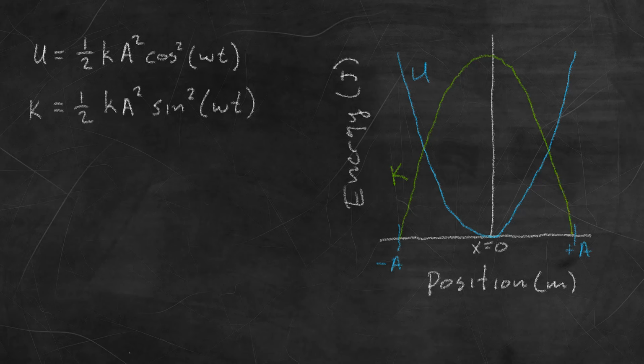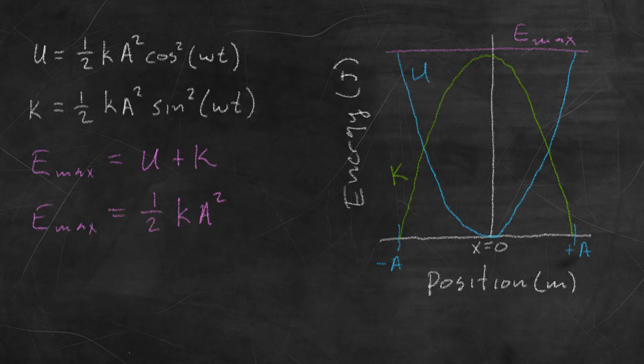Note that if you add the instantaneous potential energy to the instantaneous kinetic energy, you get a constant energy equal to the maximum energy given by 1/2 k A squared. To help see this, remember that sine squared theta plus cosine squared theta equals 1. Each energy has one of the trig functions.